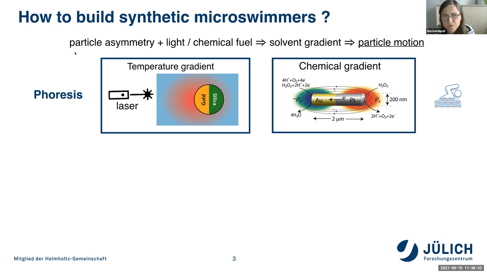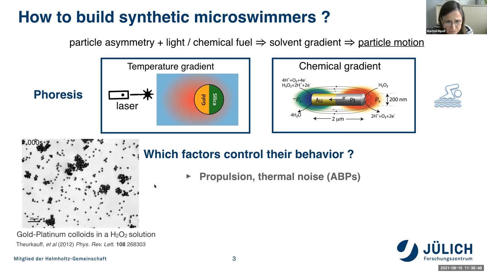So if you have a system with a particle asymmetry and a type of fuel that may come from light or from any chemical component, this produces the solvent gradient, and this translates into particle motion. This was what we were seeing here: which factors are controlling the behavior? In one way or another, we have this self-propelled motion. And since we are in the microscale, we have thermal noise. The first ways of studying this system were the so-called active Brownian particles, which considered only these two ingredients.